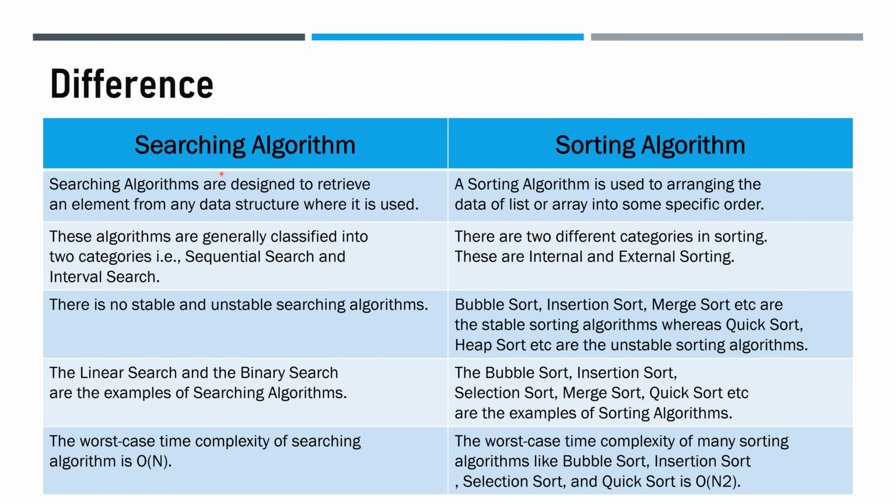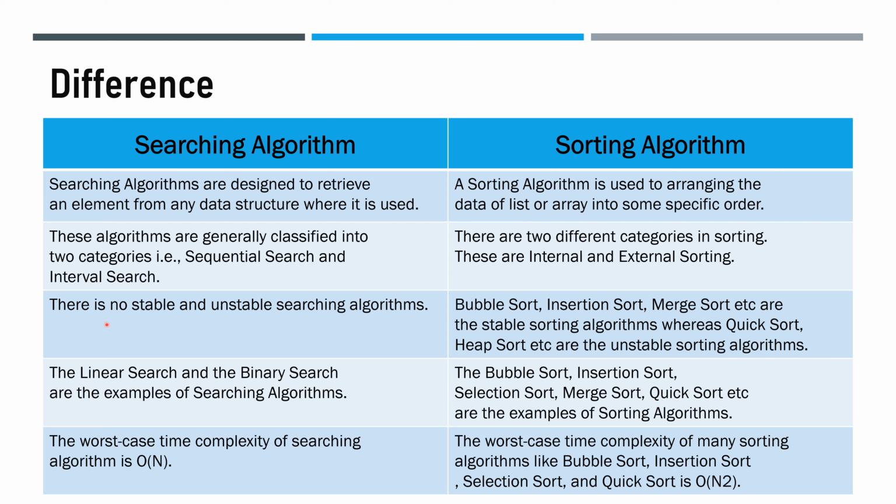Now let's see the difference between searching and sorting algorithms. Searching algorithms are designed to retrieve an element from any data structure where it is stored. A sorting algorithm is used to arrange data of a list or array into a specific order. Searching algorithms are generally classified into sequential search and interval search. Sorting algorithms are classified into categories: internal and external sorting.